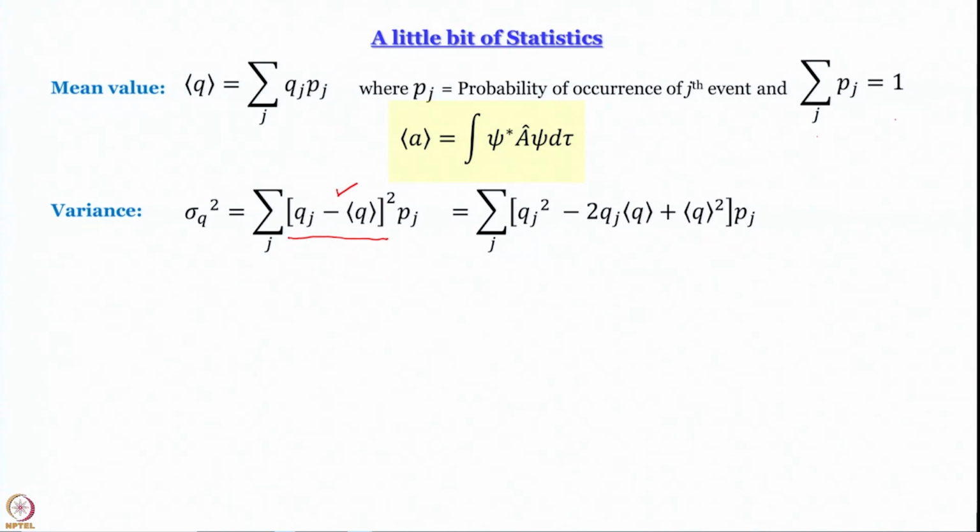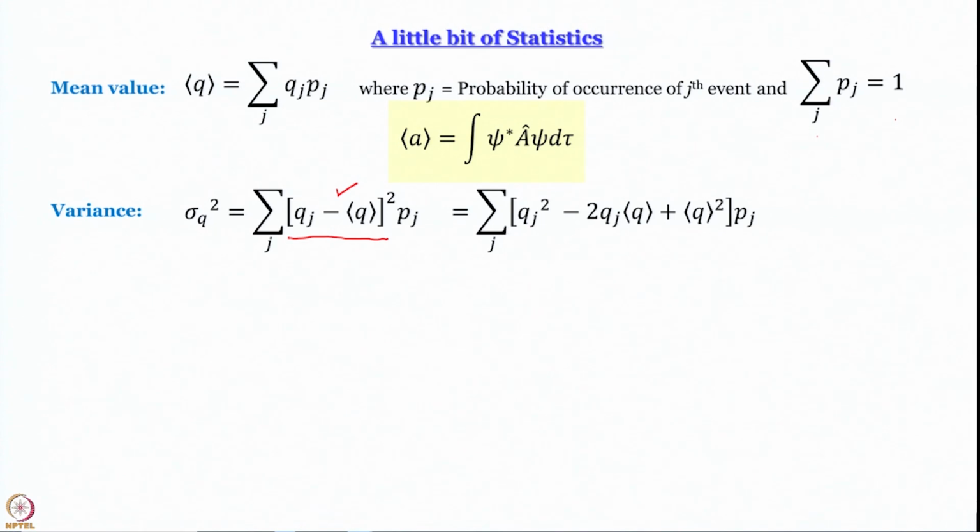Now, the summation of a linear combination, let us say, is a linear combination of summations. That is very easily understood. So, instead of writing sum over j of Qj square minus 2 Qj times the average value of Q plus the average value of Q square, multiplied by Pj, I can write it as sum over j of Qj square Pj minus 2 sum over j of Qj into the average value of Q, and when I do that, the average value of Q is a constant quantity.